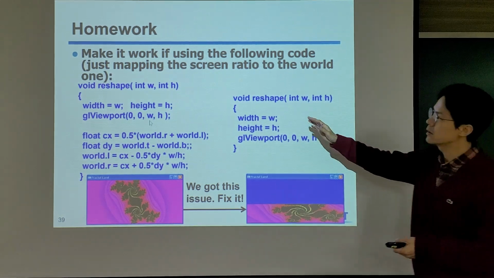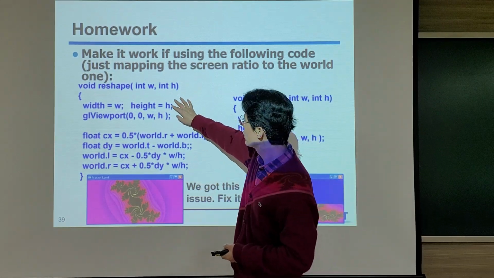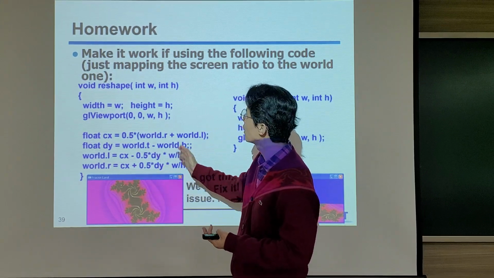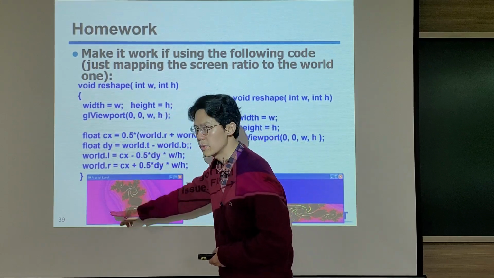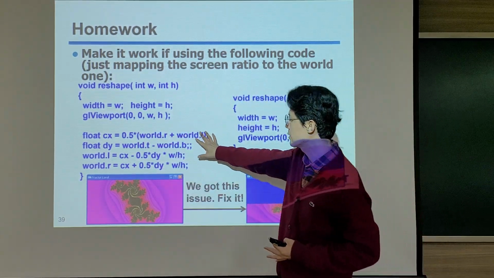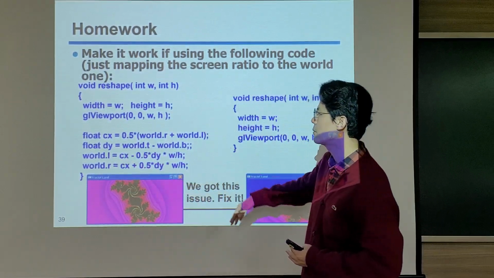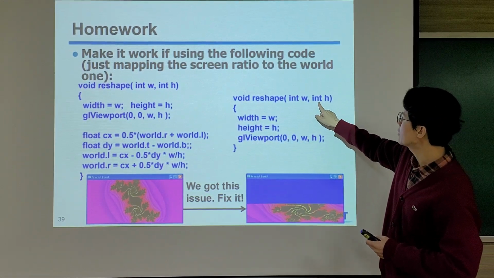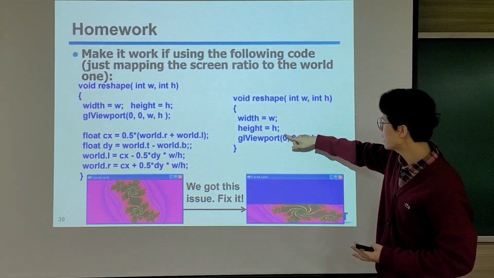But in the existing code we have this. Here we set this W and H, the width and height of the available screen space. Based on that, we set the screen space, the image space, with glViewport, and then we set the visible world region like this. Based on this, we set the left, right, top and bottom and so on. But I want to change the reshape function like this. Basically, once I get the W and H from the available screen space, I just set the W and H.